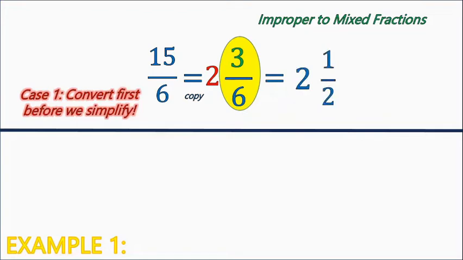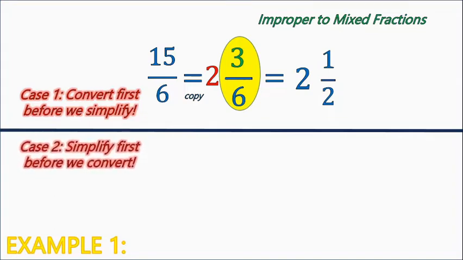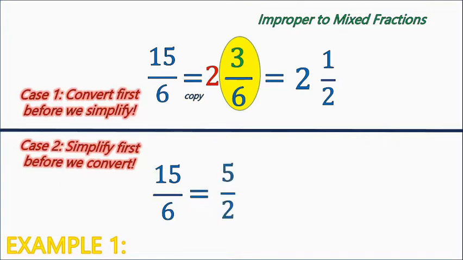How about if we do case number 2? How about if we simplify first before converting it? How do we do that? So if we have 15 over 6, again, we simplify first, and both numerator and denominator can be divided by 3. 15 by 3 will give us 5, and 6 by 3 will give us 2. So now, let's convert it to a mixed fraction. 5 divided by 2 will give us 2 remainder 1. Now, let's write it in mixed form. So 2 will be your denominator, 2 will be your whole number, and 1 will be your numerator. So again, as you can see, even though we use the two different cases, we still arrive at the same answer, 2 and 1/2. Let's have one more example for us to find out whether we could still arrive at the same answer.